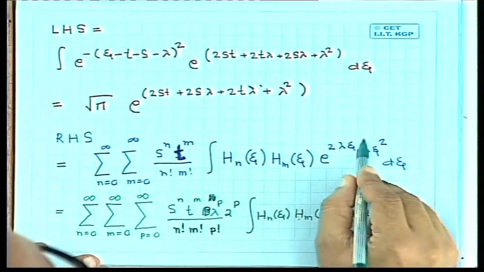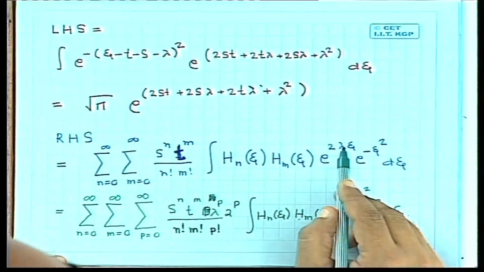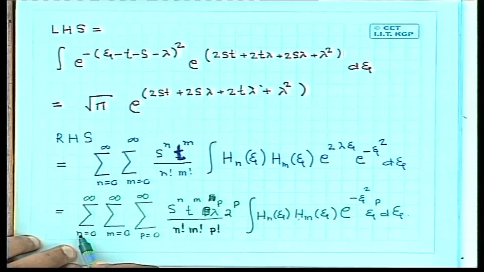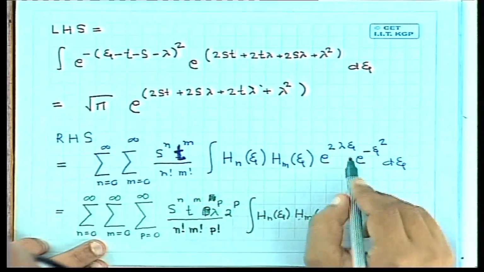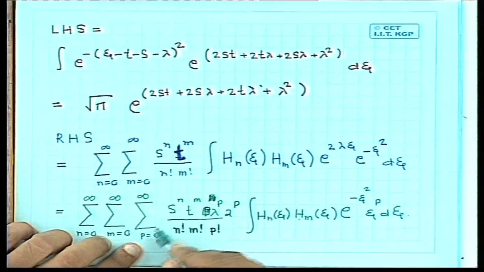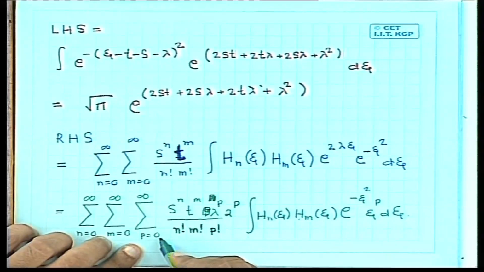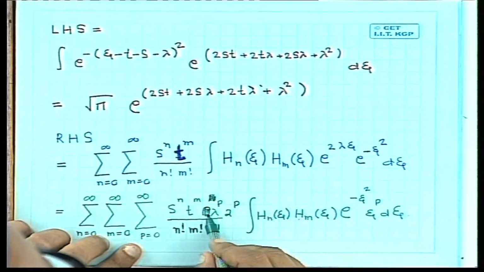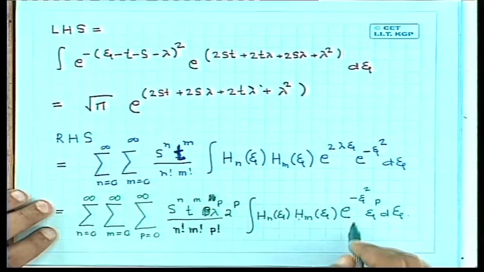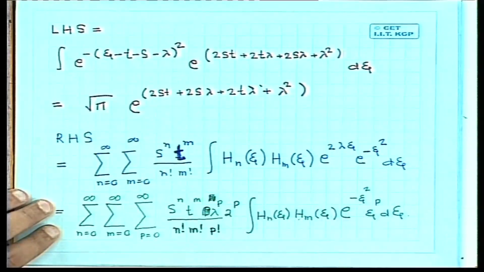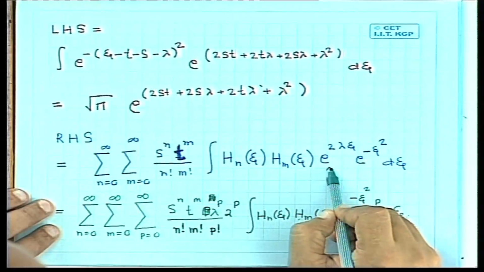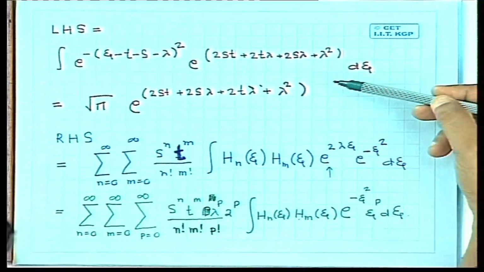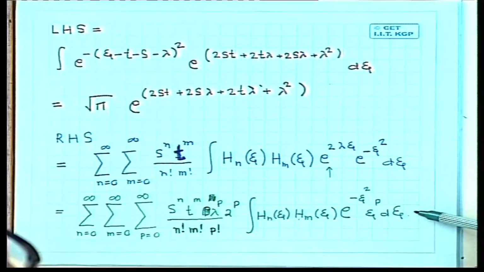Now this e to the power 2 lambda xi, we can expand in powers of lambda and xi, so this gives us the same thing over here, which is a sum over n and a sum over m. In addition, when we expand this, we get one more sum, which is a sum over, let's say, some index p, and we have lambda to the power of p, 2 to the power of p, because if I expand this, I get lambda to the power of p, 2 to the power of p, and xi to the power of p. So this is the expansion of this term over here. So now we have an equality between this and this.